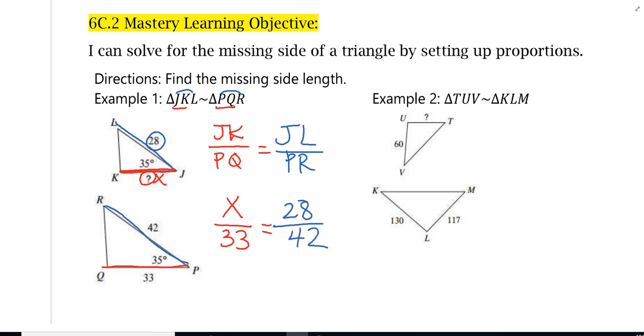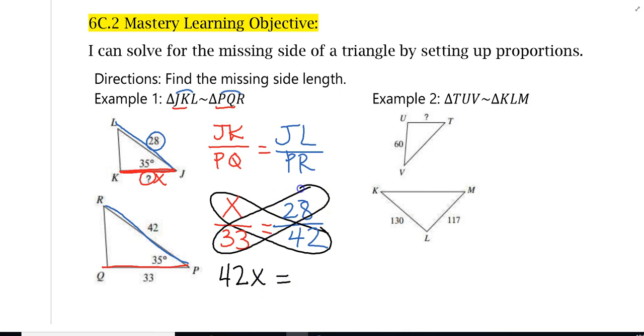So that similarity statement definitely gives us exactly what we need in order to be able to set up our proportion. Now from here, we simply cross multiply like we just did in 6C.1. So we're going to cross multiply here. So this would be 42 times X. So 42X is going to equal, we'll cross multiply this direction, 33 times 28. 33 times 28 is 924. And then we want to go ahead and solve for X.